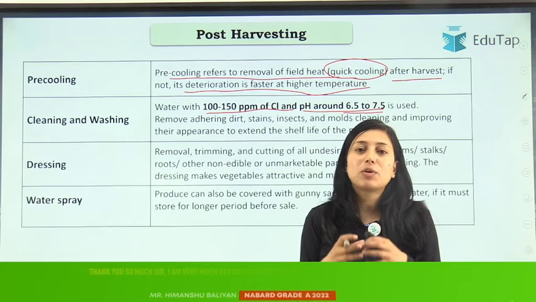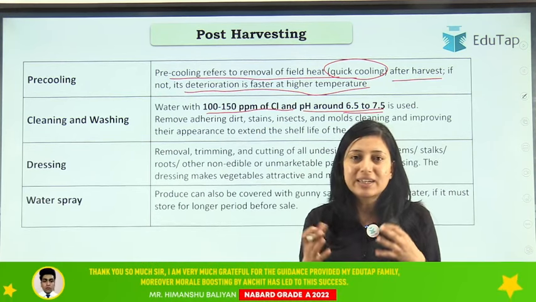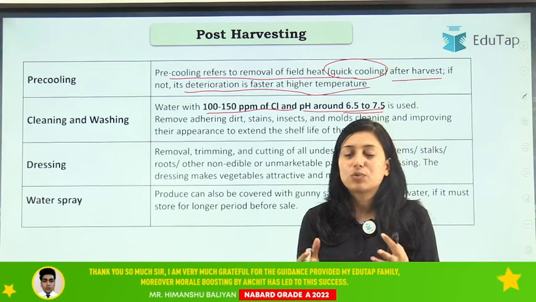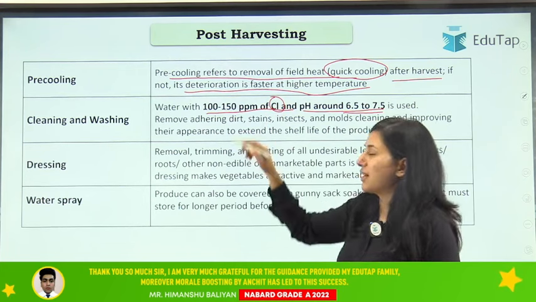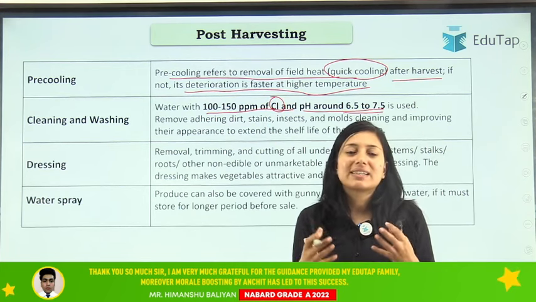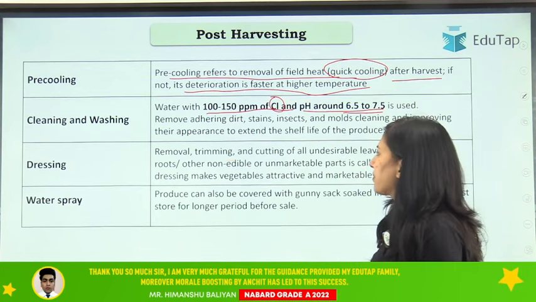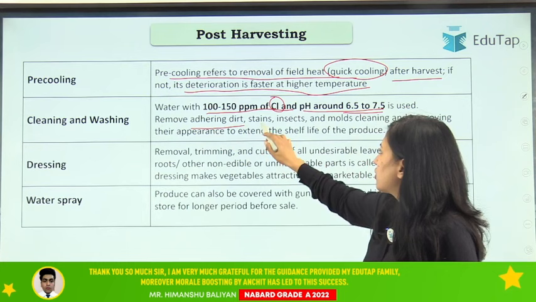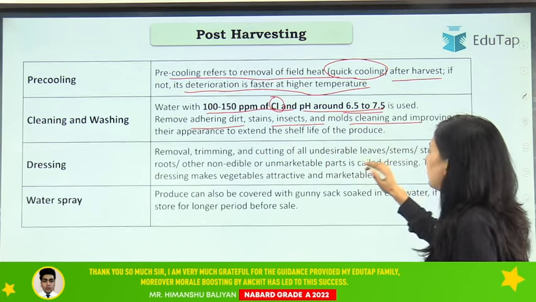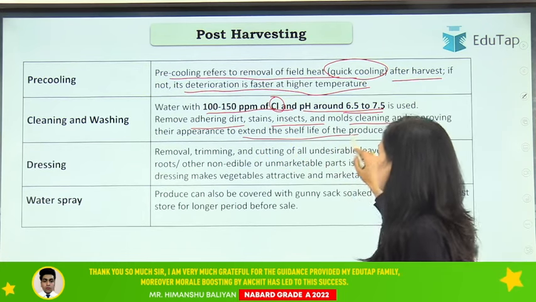All the dirt and debris can be cleaned out with this water. And chlorine is a disinfectant, right? So this chlorine acts as a disinfectant and washes the produce properly. It removes adhering dirt, stains, insects and mold, cleans, improves their appearance and extends shelf life.